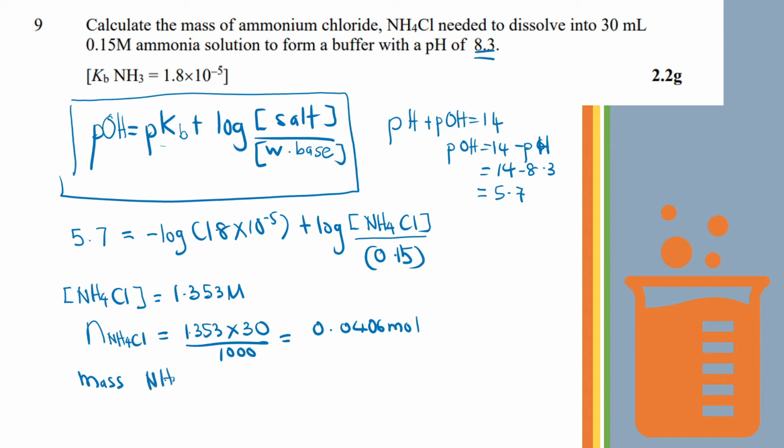From the mole we can find the mass. Mass of NH4Cl is equal to 0.0406 times 14 plus 4 plus 35.5 for chlorine. So we get 2.2 grams. This is the mass of ammonium chloride to dissolve in 0.15 molar ammonia to form the buffer solution. Okay, next. We go to the next slide.